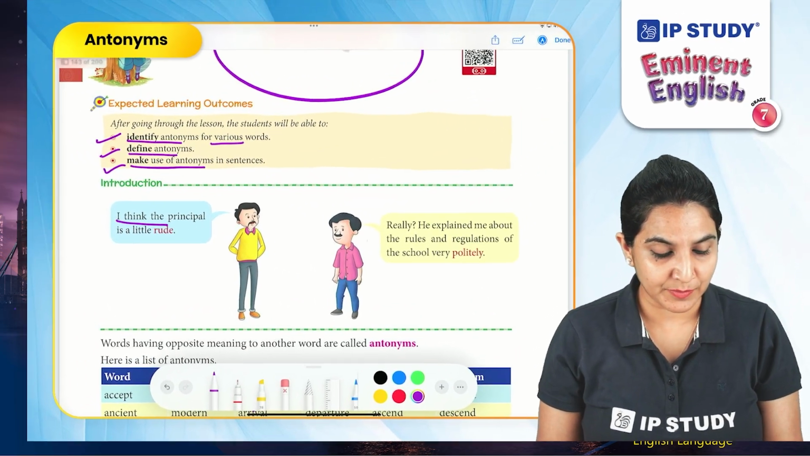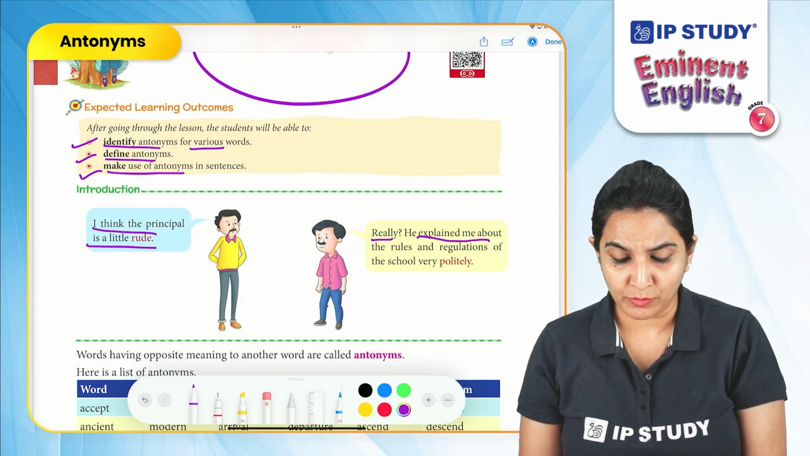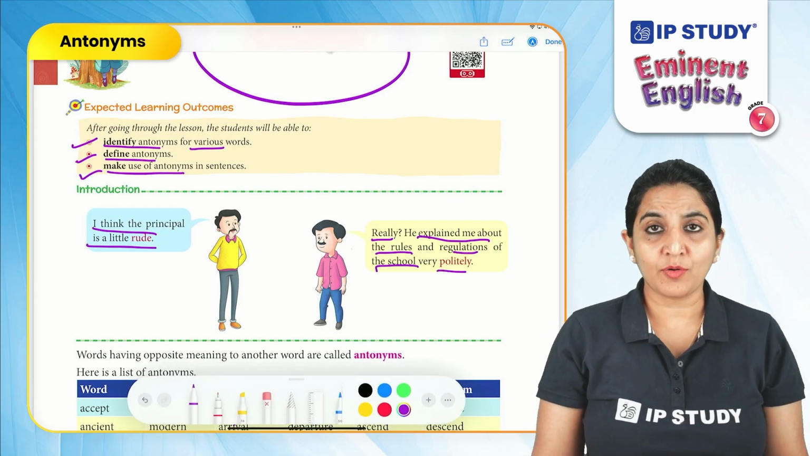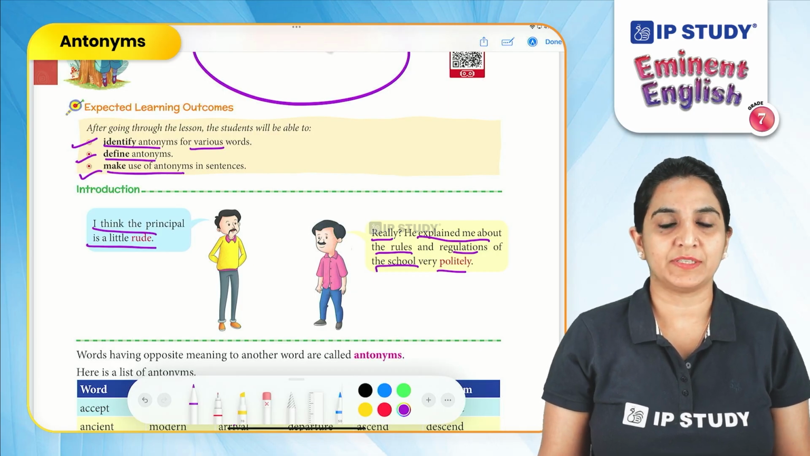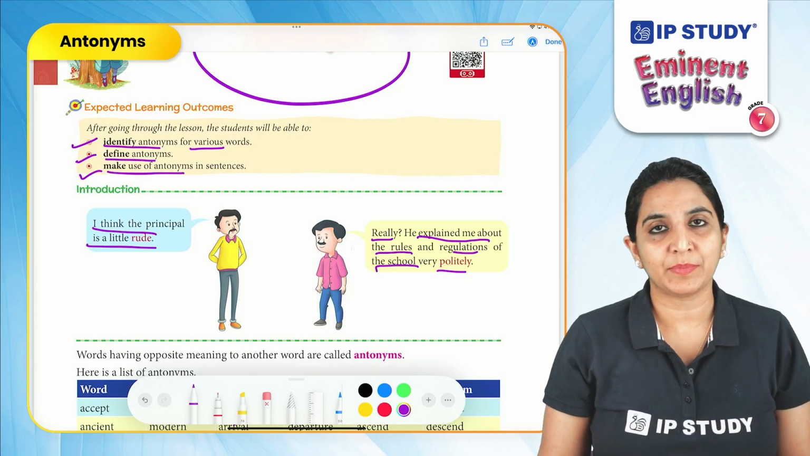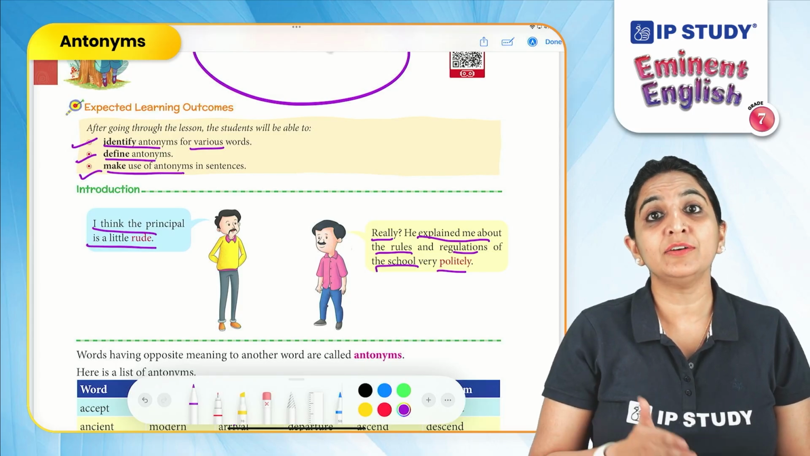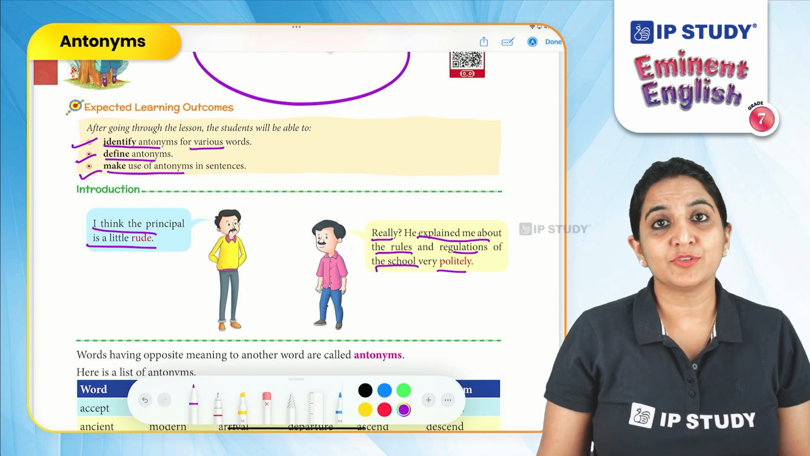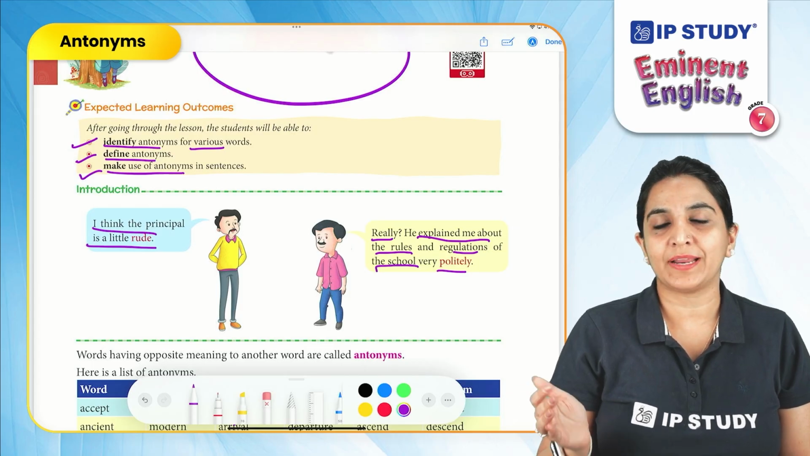I think the principal is a little rude. Really? He explained to me the rules and regulations of the school very politely. Now, if you observe, these two people have different opinions about the principal. Therefore, they're using words which are completely opposite in their meaning. One person is calling him rude. The other is saying the antonym of rude, which is polite, that he was polite to him. So this is how we use opposites or antonyms in our sentences or in our paragraphs.